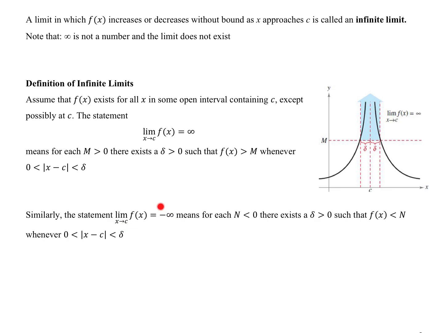Similarly, this statement means for each N less than 0, where N can be an arbitrarily chosen negative number, we can always find a delta so that when x minus c is within this delta range, your function value is always less than the arbitrarily chosen negative number, because this number can be chosen arbitrarily large with a negative sign. That means this f of x is going to be approaching negative infinity.